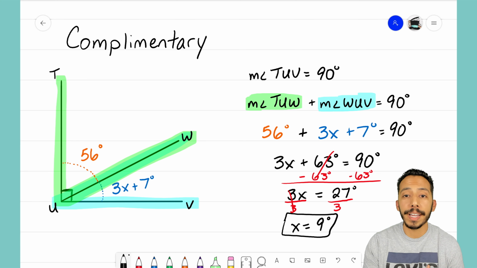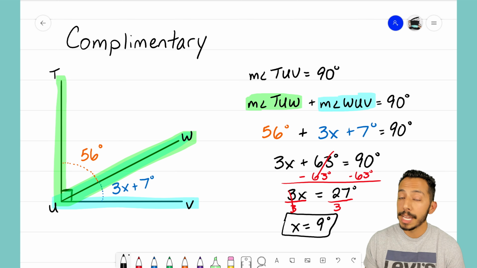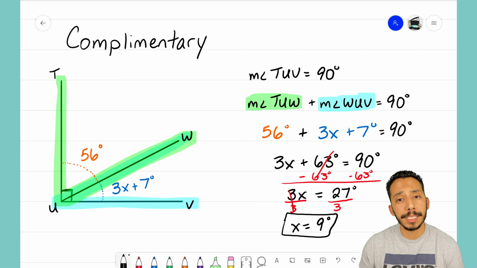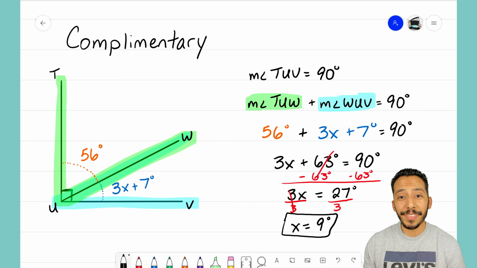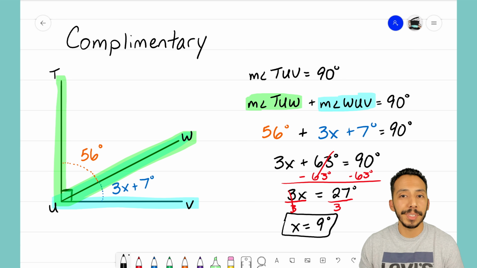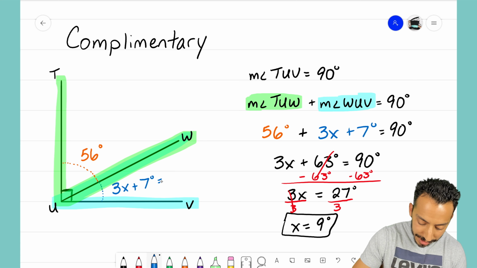I still want to find out what my missing blue angle, WUV, is. I don't know what that entire angle equals. I do know that x equals 9 degrees, but I still have this expression 3x plus 7. So to figure out what that equals, I just have to substitute x equals 9 back into my expression to find out what that bottom angle equals. Let's do that real quick. I'm going to write a little equal sign here.